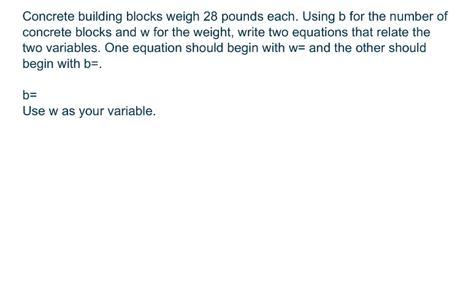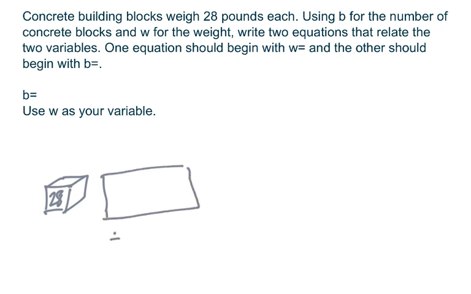So let's think about this problem. Here's a concrete block, and one concrete block weighs 28 pounds. So if I know the total weight and I divide it by 28 pounds, it will give me the number of blocks. And that's what we're trying to do today. So we're trying to figure out B equals, and I don't know what B equals, but I know that if I take W and I divide it by 28, it will give me the number of blocks.